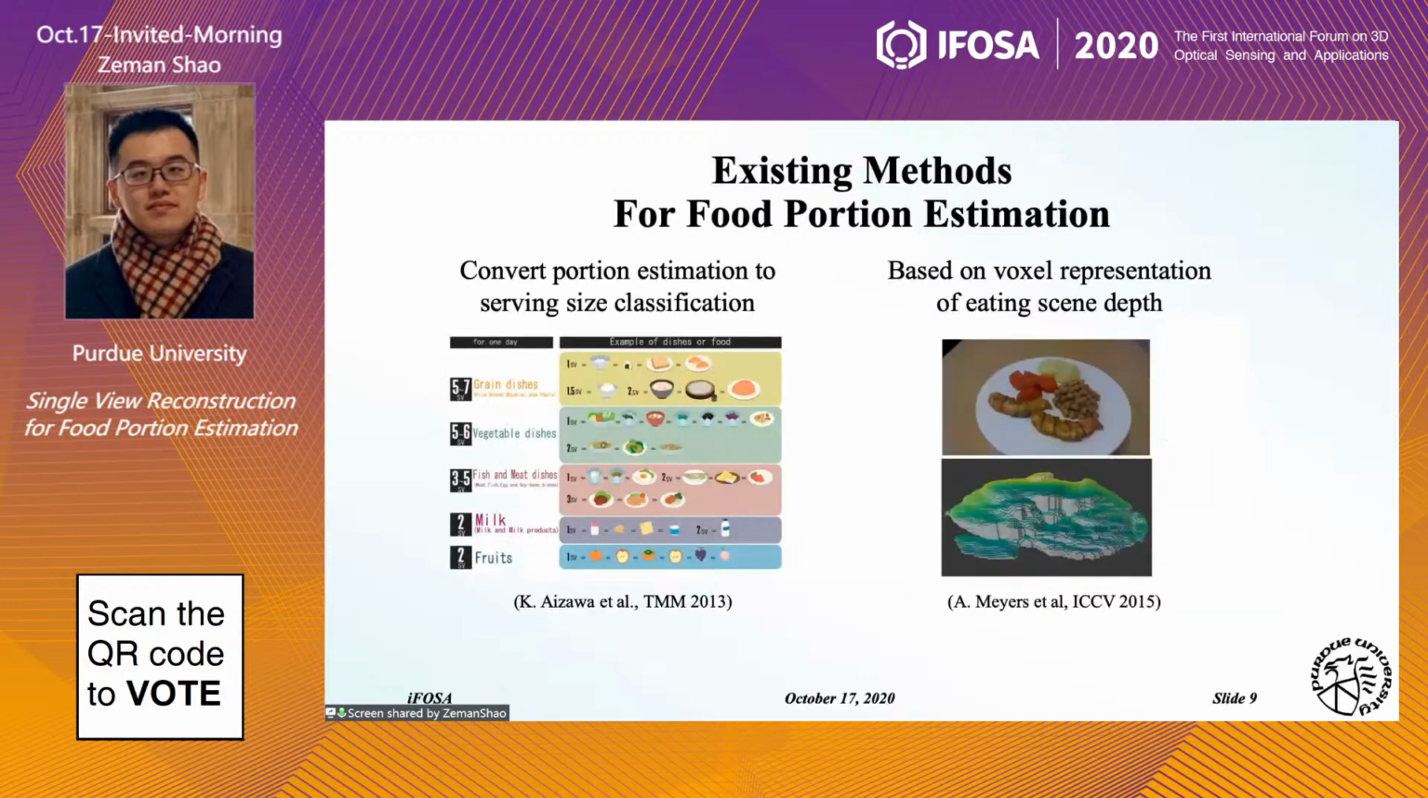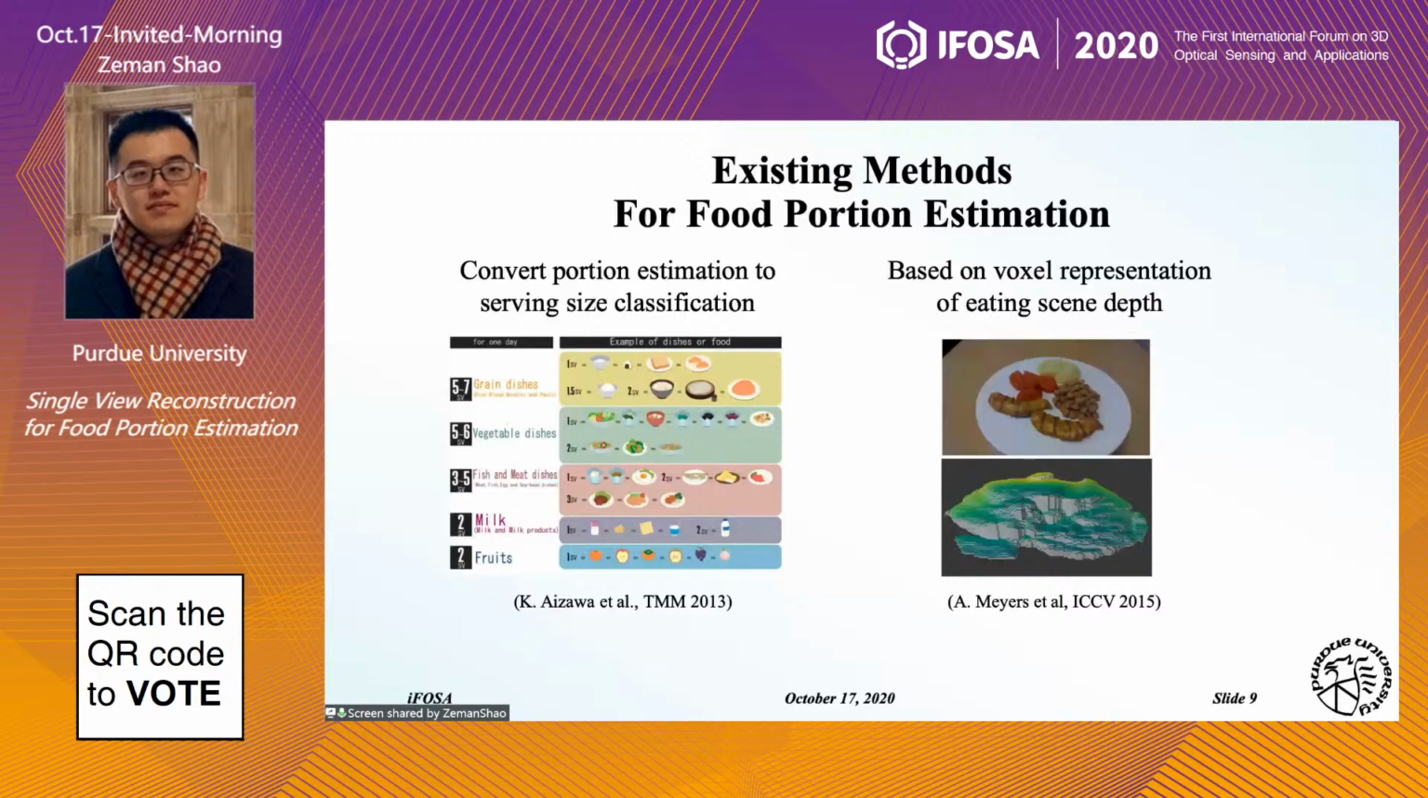There are also two other existing methods for food portion estimation. The ASVA group proposed to convert food portion estimation into serving size classification. However, they did not indicate the proper criteria for designing serving sizes. Also, each food item would have only a finite number of food energy values, which is not correct.